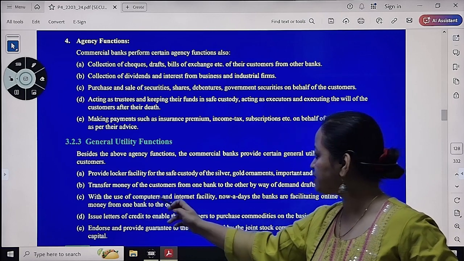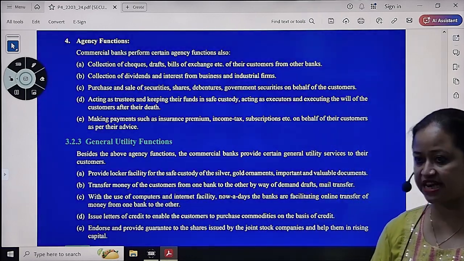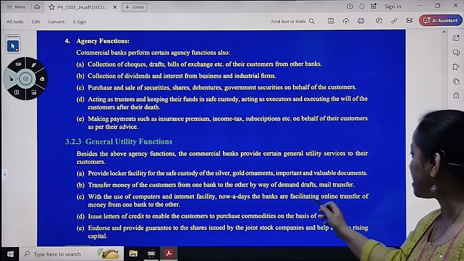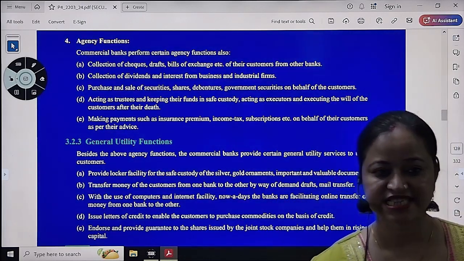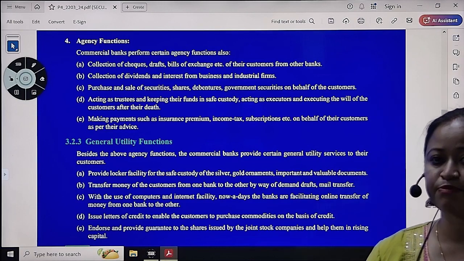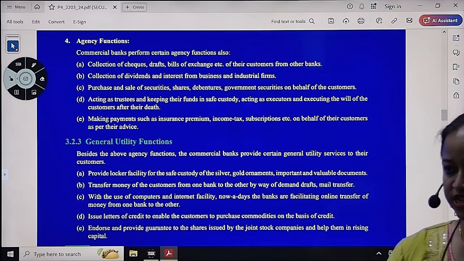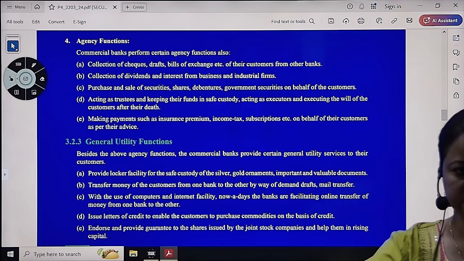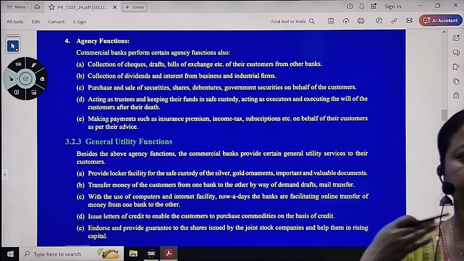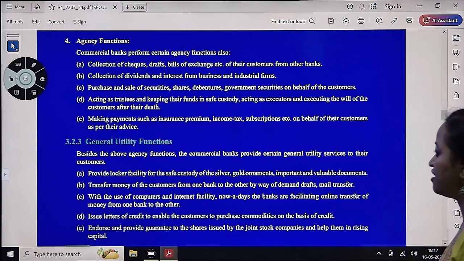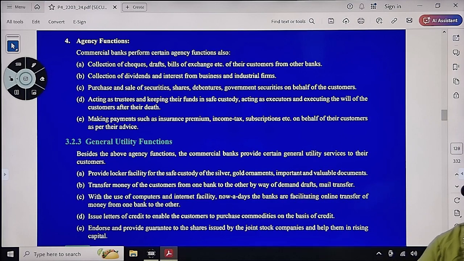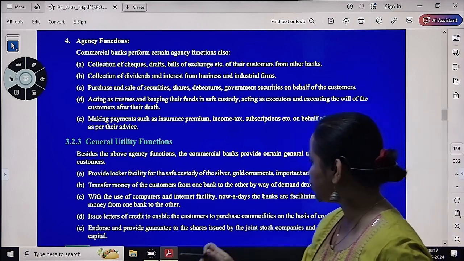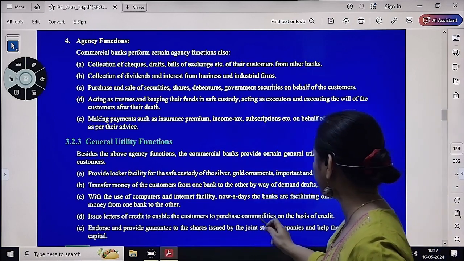Next one is with the use of computers and internet. Nowadays this is the era of internet. Okay, so with the help of the internet, nowadays the banks are facilitating online transfer of money from one bank to the other bank. Because if we want to send money from Duliajan to Delhi, Duliajan to USA, we can do it, right? So there are many facilities like RTGS, NEFT. With the help of that, we can transfer money from one place to another place within a very short span of time.